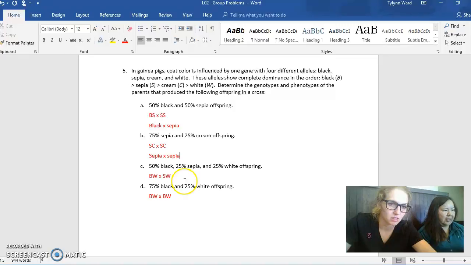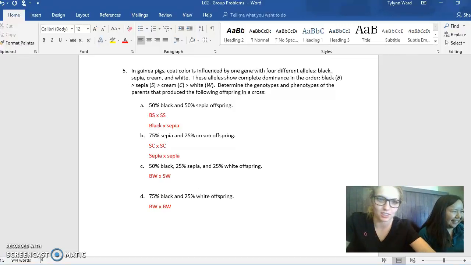Does that make sense? Kind of. Do you see this? Because if you do a cross of that, it would be cream. But phenotypically, they're both sepia. Yeah, it's like a multi-dimensional question and it stinks.